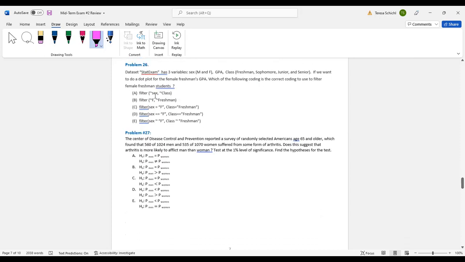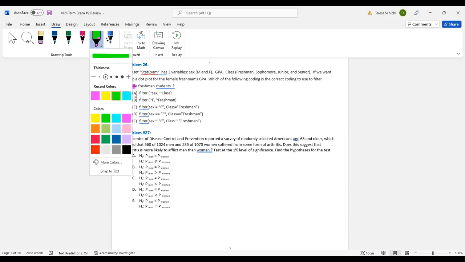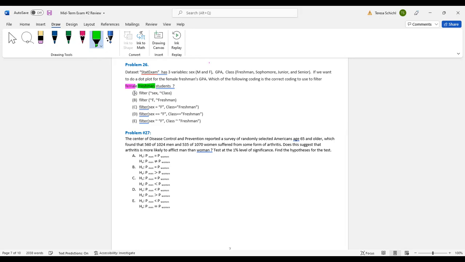Okay, number 26. So they said the data set is here. The state exam has 3 variables: the variable sex, the GPA, and the class. If we want to do a dot plot for the female freshmen's GPA, which of the following code is the correct code to use to filter? So I want to filter 2 things, right? I want to filter female, and also I want to filter what? Freshmen, right? So we know the filters here.